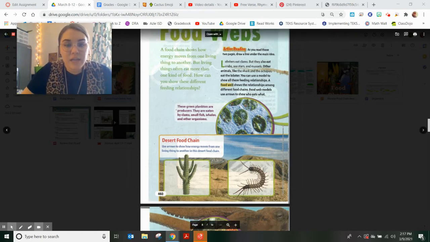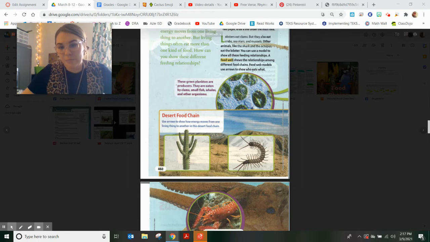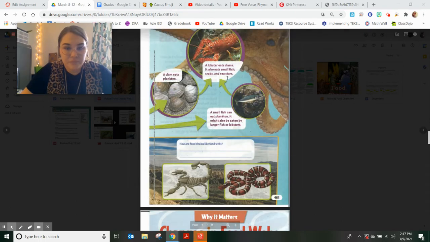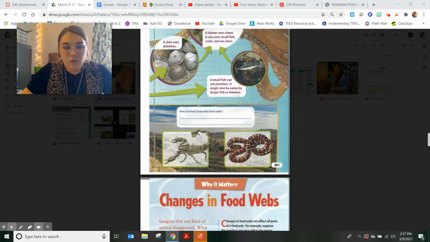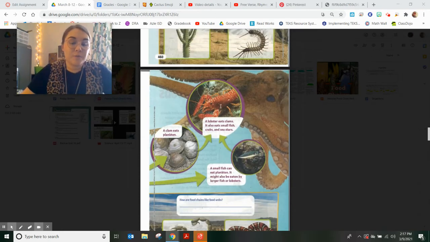So these are green plankton. They're producers and they're eaten by clams, small fish, whales, and other organisms. So let's look at this. It's a desert food chain. And it's all kind of messed up on here, but when you are doing food chains and food webs, your food chains and food webs have to make sense.